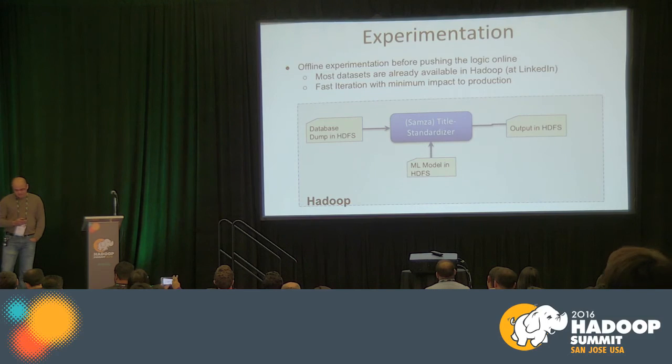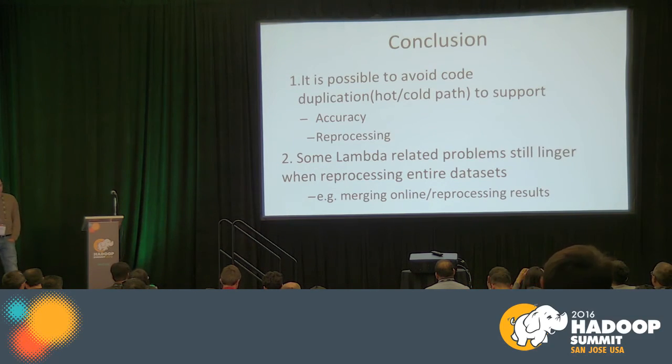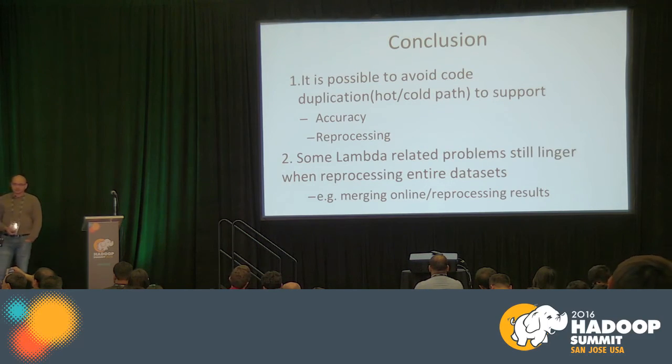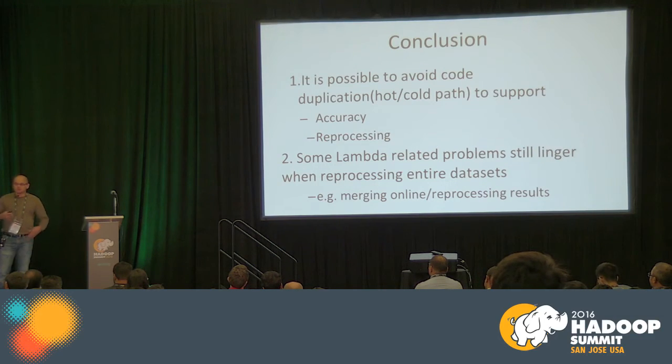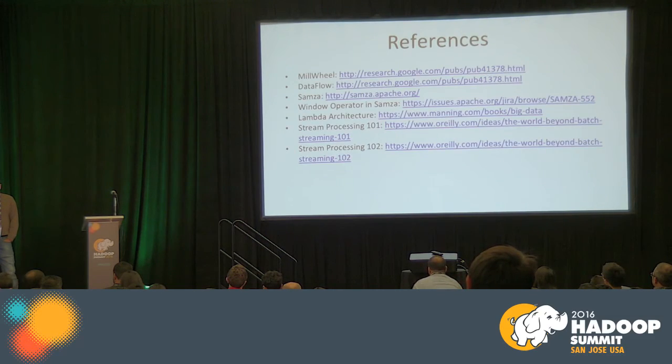All right, so with that, I think we are almost at the end. The conclusion is, yes, it's possible to avoid code duplication and have a single consistent code path for achieving accuracy and reprocessing. But for bigger data sets, some of the problems related to Lambda still linger. We can still avoid code duplication, but you still have to worry about merging results and things like that. All right, so that's pretty much it.